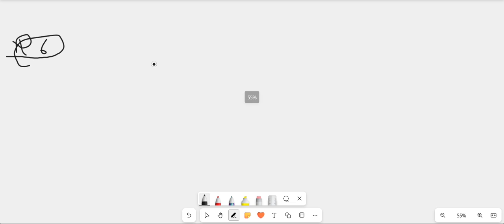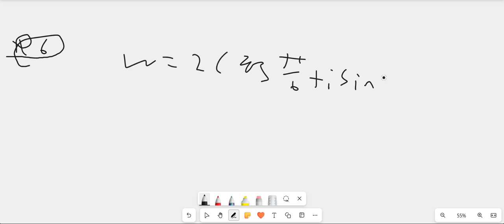Question 6: find the exact value of w to the power of 4. It's just the same. W is equal to what? 2 cos pi over 6, plus i sine pi over 6.